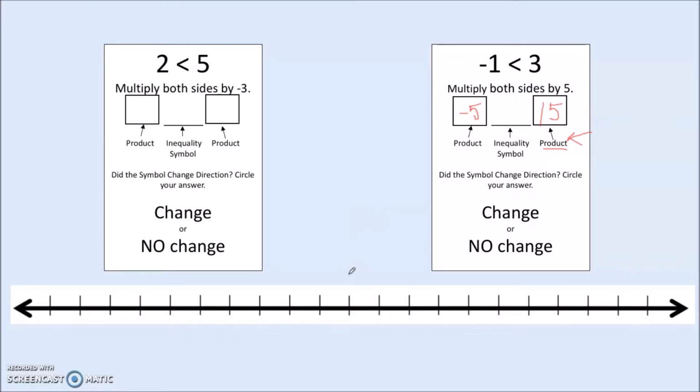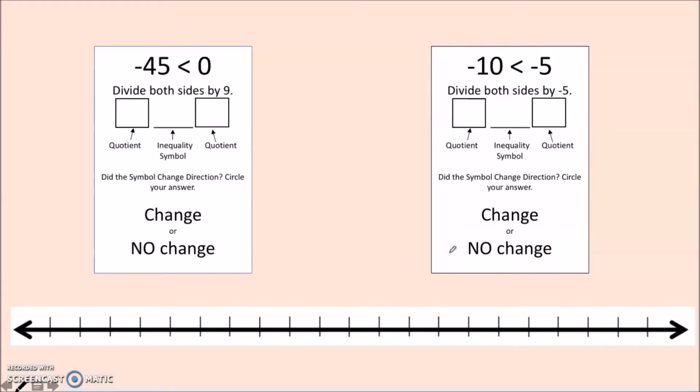So at this point, I'm going to speed it up a bit for the sake of time and just write down that -5 is less than 15. And you can see with the symbol that there was no change. And then we're going to move on to the next two examples. In these two examples, we are dividing.